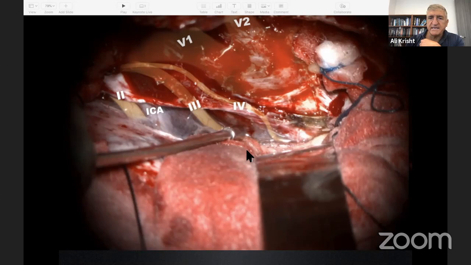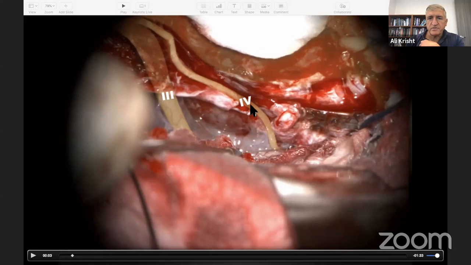And then the next thing is to take the third nerve, fourth nerve, and mobilize them out of the way. Then you open a big space behind the carotid, which has the bulk of the tumor. On the medial aspect, you have to find the sixth nerve, which runs under V1. So in this case, we skeletonize the fourth nerve, and then the third nerve is skeletonized.